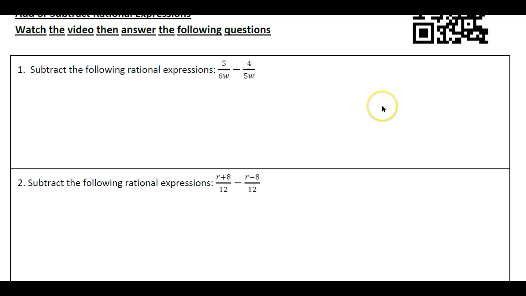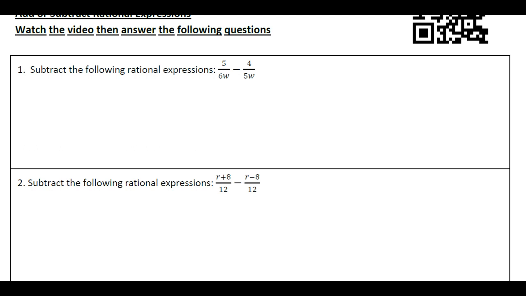All right, going on to page 56. Here we're going to do some subtraction of rational expressions. And we'll go over the technique in some detail to give you some background.